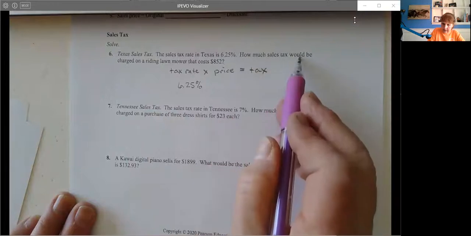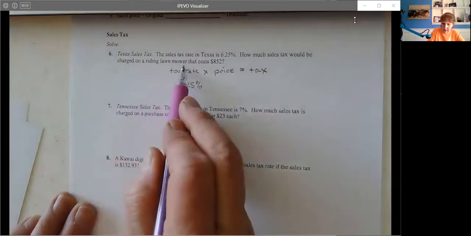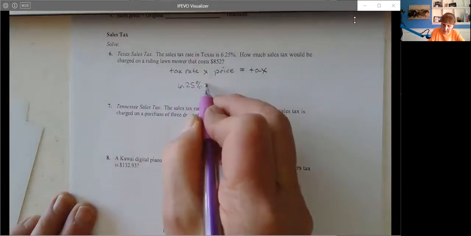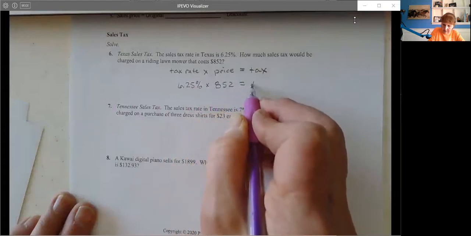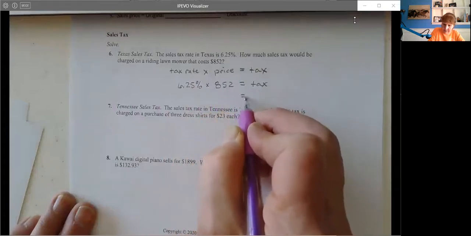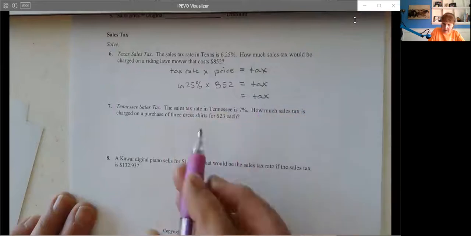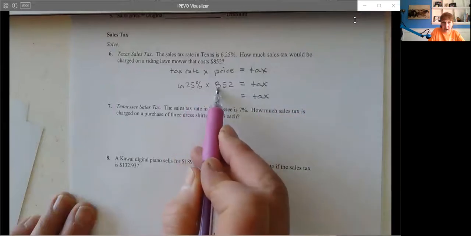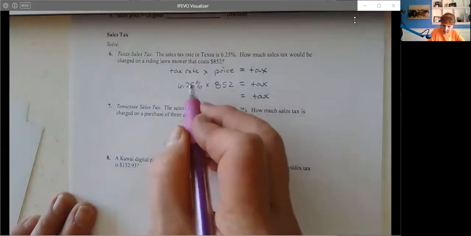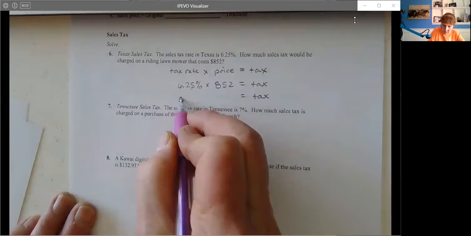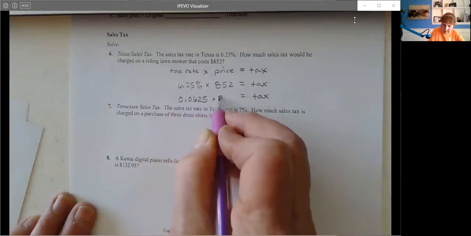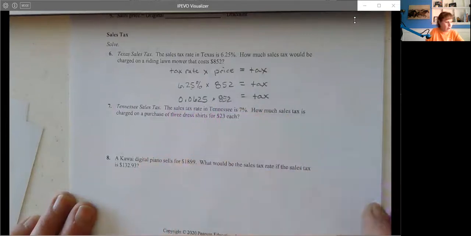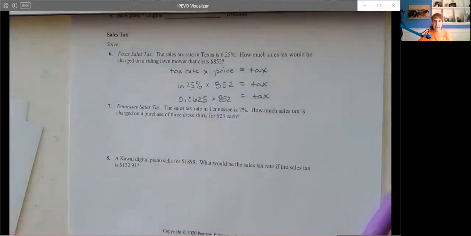How much sales tax would be charged on a riding lawnmower that costs $852? So they give you the price of the object and they want the tax. So if I multiply these two together, I will get the tax. And again, this is 0.0625. Otherwise, if you don't move that decimal over, your answer is not going to make any sense.